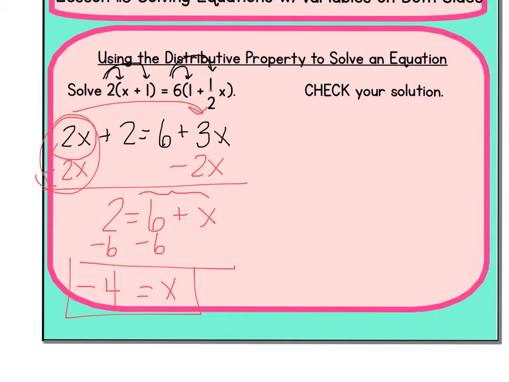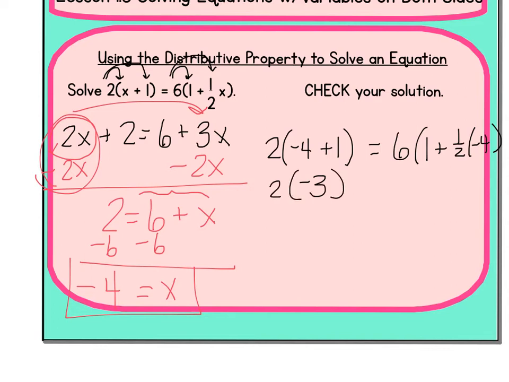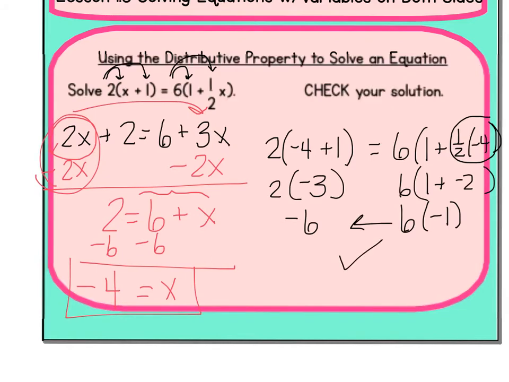If I wanted to go back and check my work, I'd have 2 parentheses instead of the x. I'm going to put in negative 4 plus 1. We're going to check to see if that's the same as 6 times 1 plus 1/2 times negative 4. Well, negative 4 plus 1 gives us negative 3. 2 times negative 3 gives us negative 6. We're going to check to see if that works. 1/2 of negative 4 would be negative 2. And 1 plus negative 2 is negative 1. 6 times negative 1 gives us negative 6.